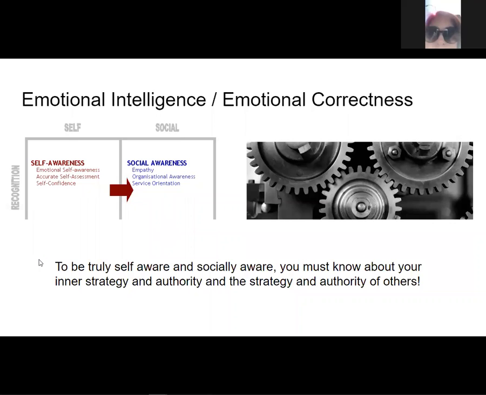To be truly self-aware and socially aware, you must know about your inner strategy and authority, and the strategy and authority of others. Okay, so that's my little takeaway from the work that I've done with this human design stuff: it's really about strategy and authority. As we learn about our own strategy and authority, what it takes to be correct on our own energy, we learn also how our close family members or our friends or people who are around us are designed to be. And as we begin to learn these things, the gears and the pieces and the parts can fit together, and we can start to see how this is making these relationships work better for me.